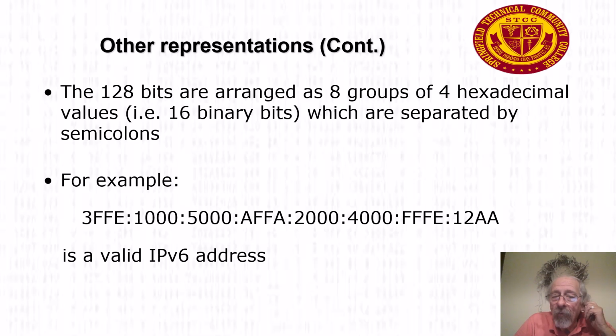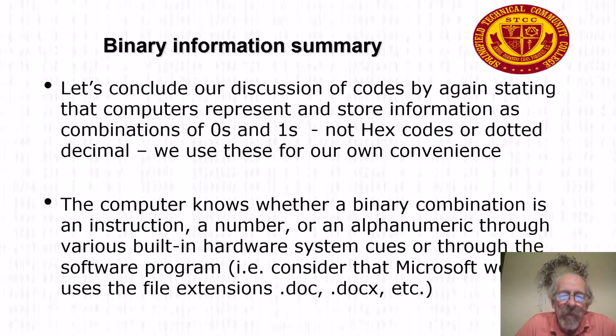Don't get too overwhelmed by this. It turns out that only certain values of IP version 6 addresses are used, so it simplifies life a little bit. And we're hoping not to run out of these things. 2 raised to the 128th power is a lot of IP addresses that we will not run out of very soon. So, binary information summary.